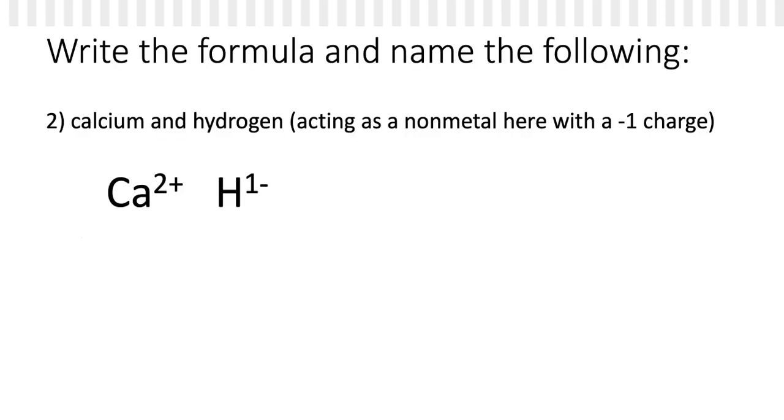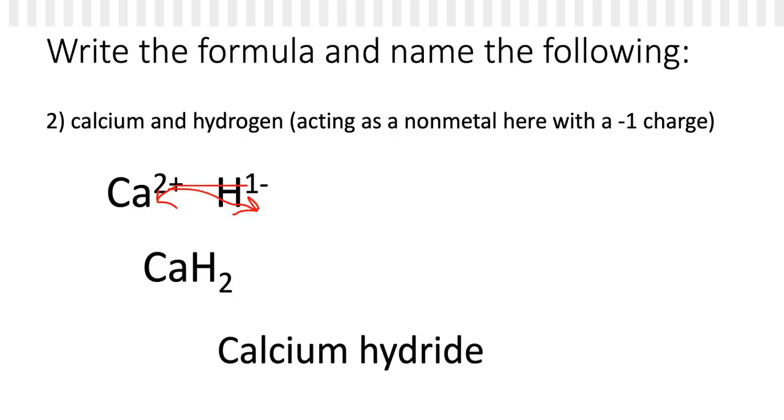All right, so as I determine my charges of my ions, of course, I'm going to use my cross rule as always to figure out how many of each I'm going to need. And I'm going to get CaH2, which of course is calcium hydride.